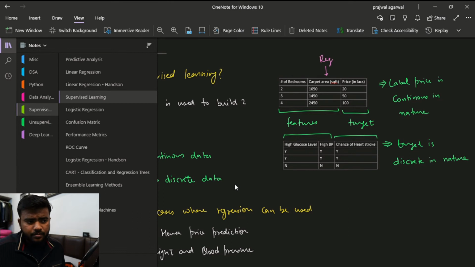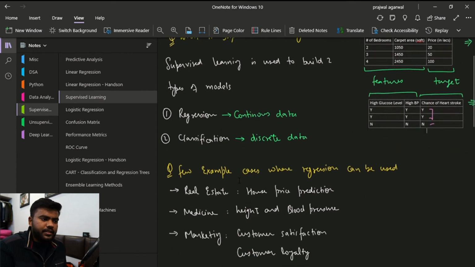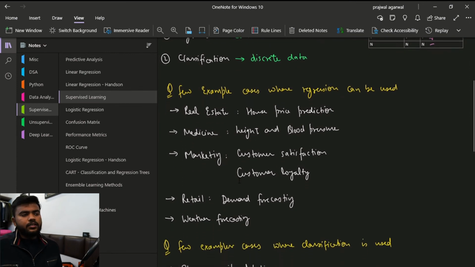Whereas in this model, where we are measuring the glucose level and BP level and predicting the heart stroke chances, we will be using classification, because here the categories are yes or no. So they are discrete data points. That is why we will use classification. Now some of the cases where regression can be used are real estate. Basically wherever you have numerical data, you can use regression. That is the point. So weather forecasting, you have numerical data. Demand forecasting, marketing, medicine, real estate, and everything.